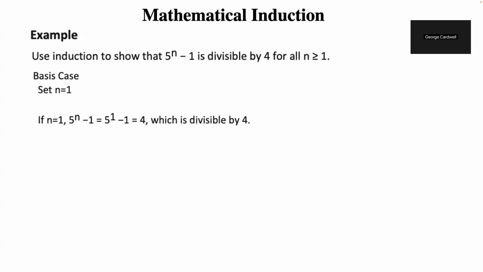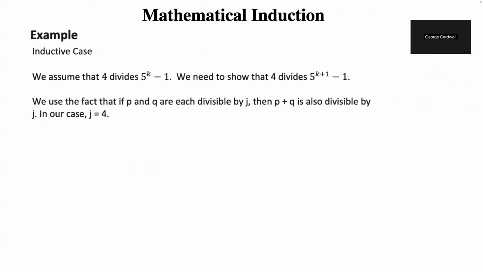We'll do the same thing again with this example. Use induction to show that 5^n minus 1 is divisible by 4 for all n greater than or equal to 1. Since it says n greater than or equal to 1, I'll set my base case n equals 1 and plug into this formula. So n equals 1, I get 5^1 minus 1. 5^1 is 5. 5 minus 1 is 4. 4 is clearly going to be divisible by 4. Any number is divisible by itself.